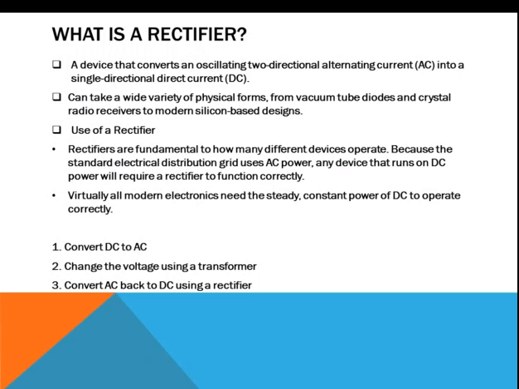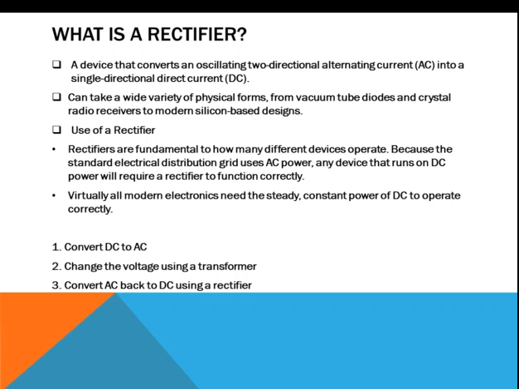So what is a rectifier? A rectifier is basically a device that converts an oscillating two-directional AC into a single directional DC. A rectifier can take a wide variety of physical forms, from vacuum tube diodes and crystal radio receivers to modern silicon-based designs. There are a few functions of a rectifier.